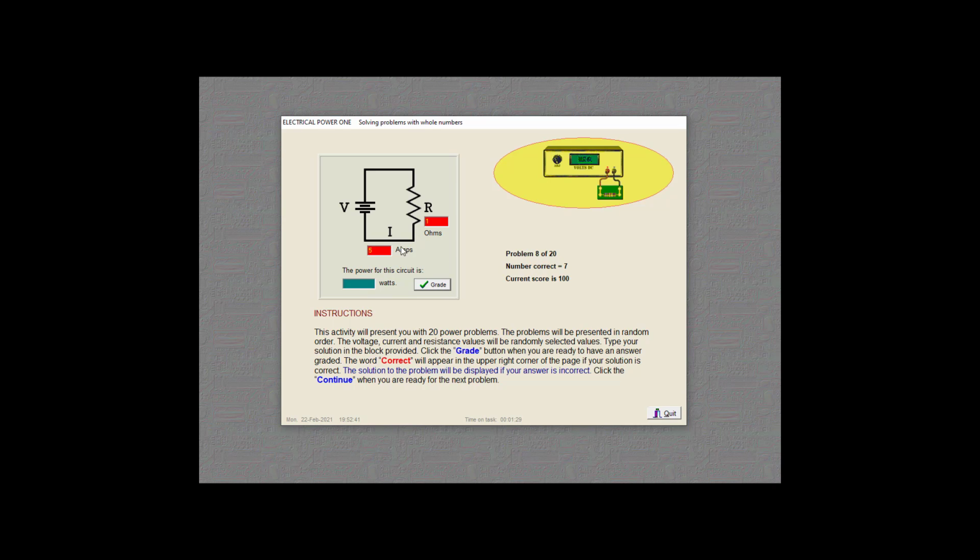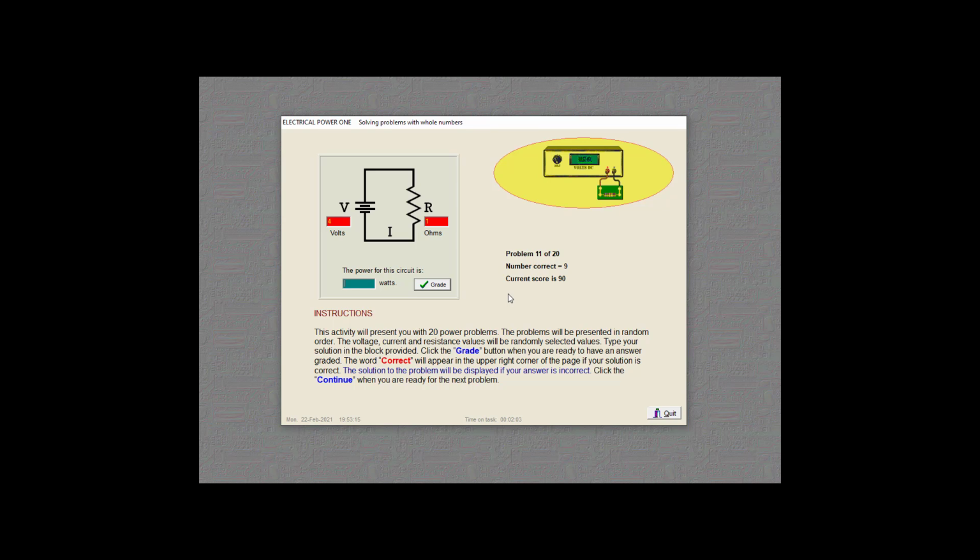And here we have R and I, so we have I squared R. So we have 5 times 5 is 25, times 1 is 25 watts. And here we have R and I again, so we have I squared R, so we have 2 times 2 is 4, times 5 is 20 watts. And we have V and R, so we have V squared over R, so we have 10 times 10 is 100 divided by 2, which will be 50 watts.